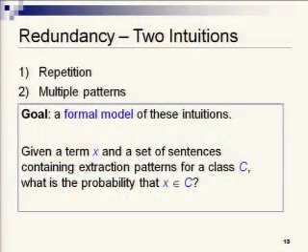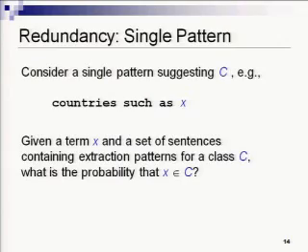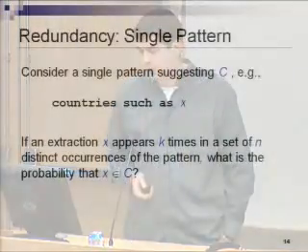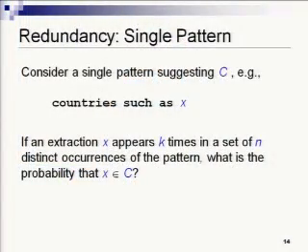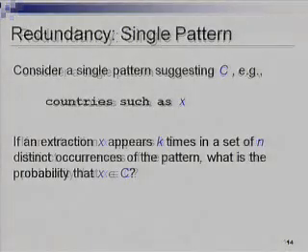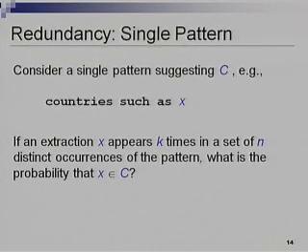My goal is to formalize these things in such a way that we can answer this key question. So given a term X and a set of sentences about a class, what's the probability that the term X is a member of the class? So I'm going to build up an answer to this question. I'll start by restricting to the case where we only have a single pattern. So think of one pattern like "cities such as X." And now I'll rewrite this core question as follows. So if we see X k times in a set of n sentences, what can we conclude from that information about the probability that X is an element of the class?